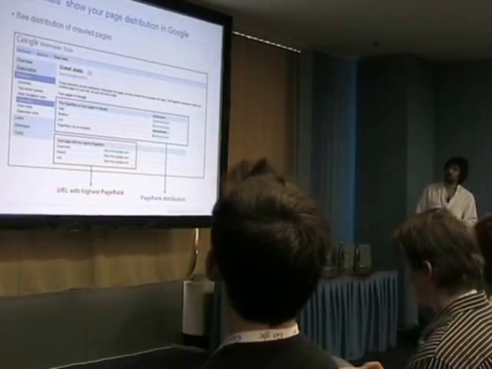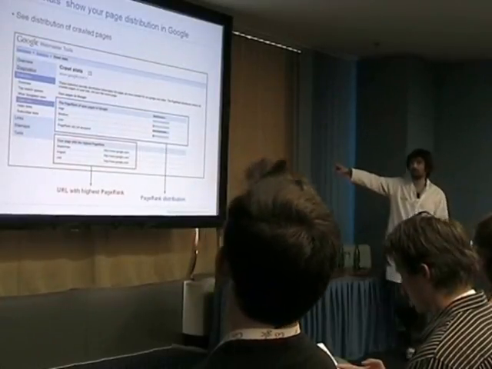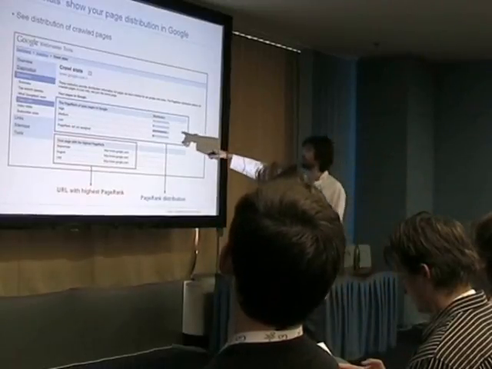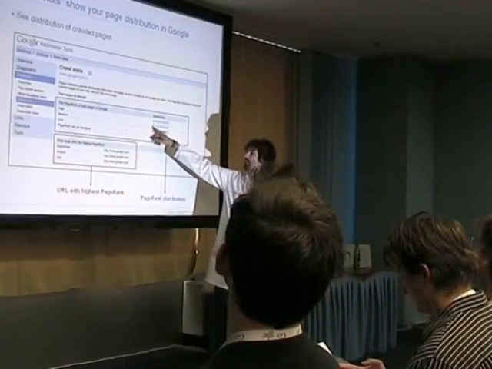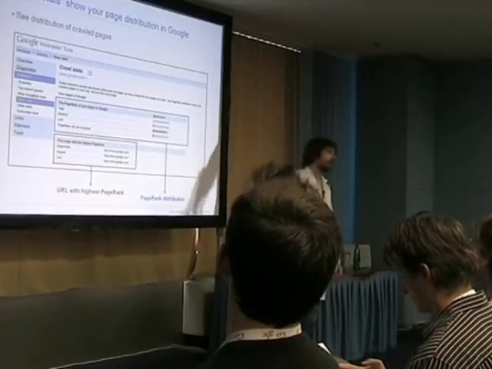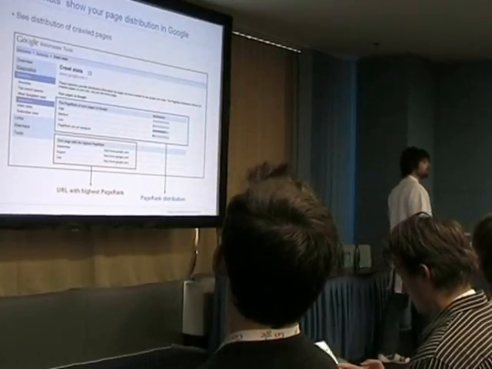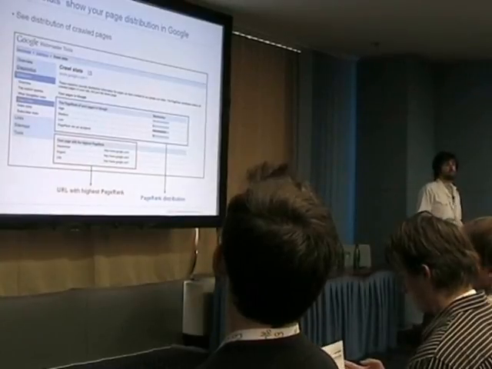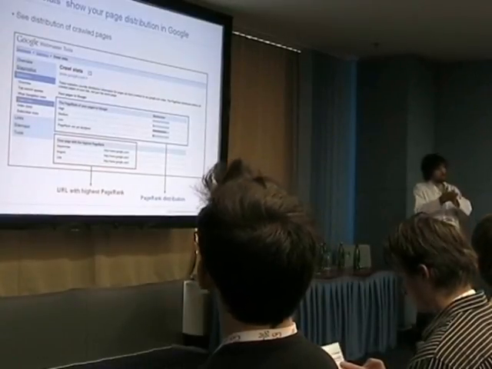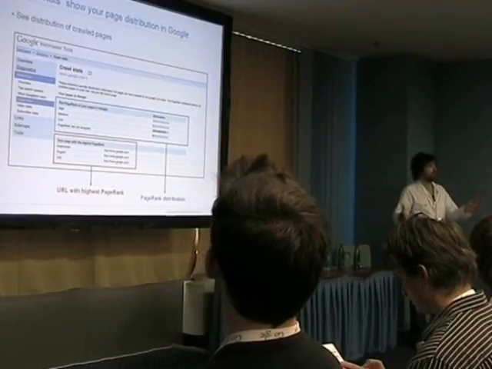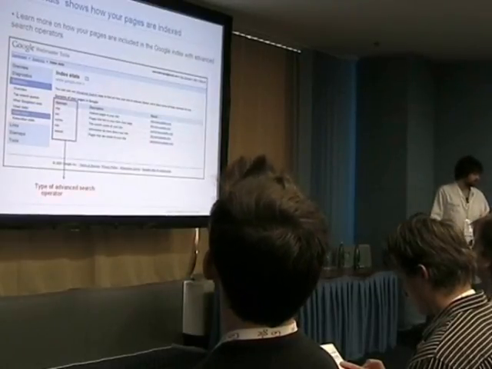The PageRank distribution amongst your site. This is the kind of distribution you're going to see for most sites. Not very many high, a few more medium, mostly low. And that's really common. Generally, your home page and a few of the more important pages on your site will have the most inbound links, and so they'll have the highest PageRank. And the links will slow down towards the bottom of the site.